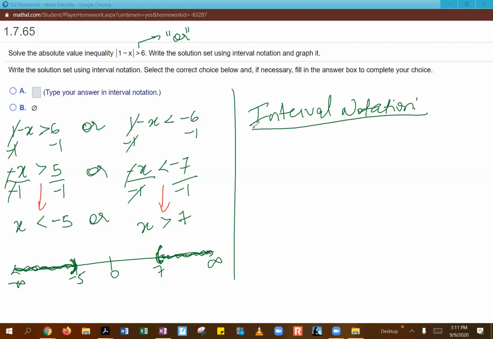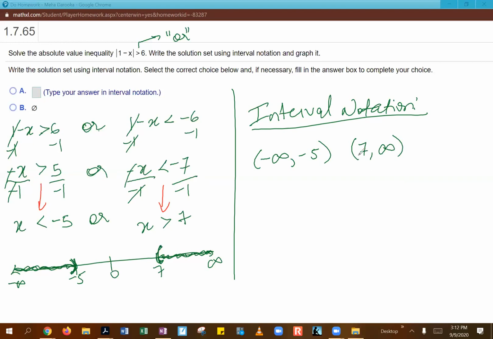Abdulaziz, you had a little bit of a typo in your infinity symbols. If you look at the graph over here, on the left-hand side we're going from -infinity to -5. So that interval should be -infinity to -5, with parentheses on both, because we're not including -5. And then on the right-hand side, we're going from 7 to infinity, again with parentheses, because we're not including 7 either.